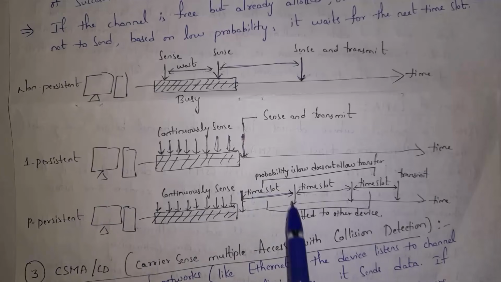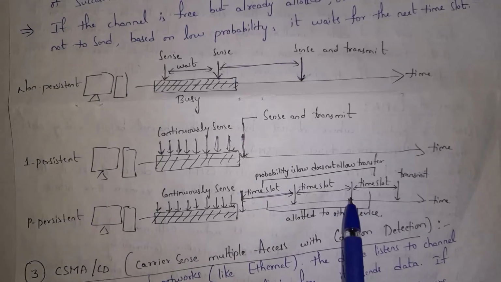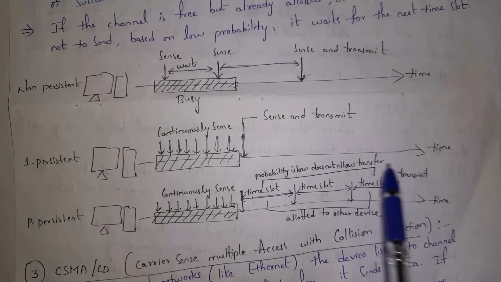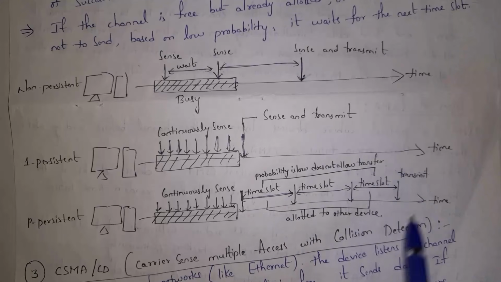Similarly, in this time slot, probability is low. That means another device wants to use the time slot. So this device will not send data. And similarly, here also probability is low. Another device wants to use this time slot. So this device will not send data.